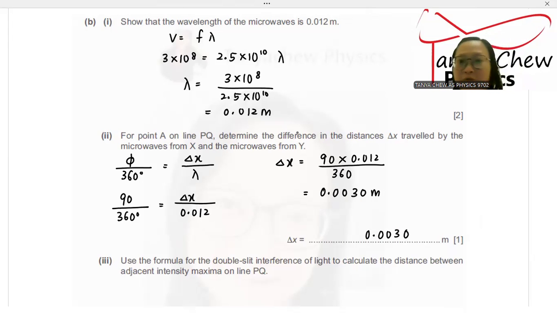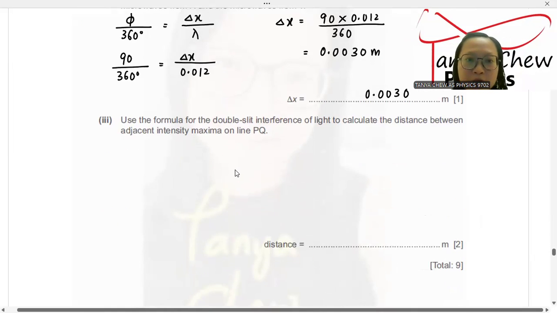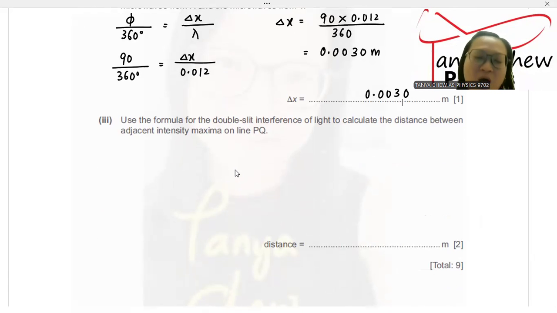0.0030 meter, two significant figures. And use the formula for the double slit interference of light to calculate the distance between the adjacent intensity maxima on line PQ. So double slit interference, lambda is equal to aX over D. Adjacent intensity maxima means the distance between the two constructive fringes, bright and bright fringes, or loud and loud fringes. We call it loudness intensity because this is intensity. Fringes is really related to light, right?